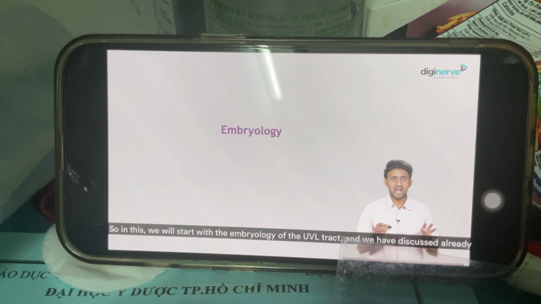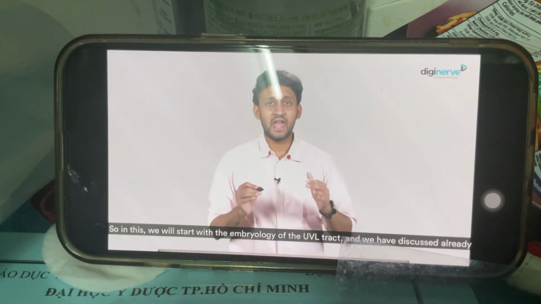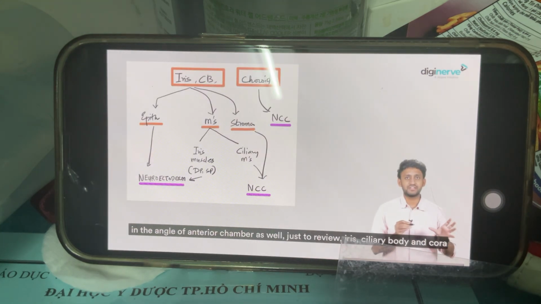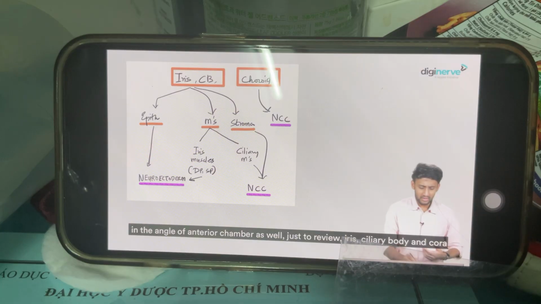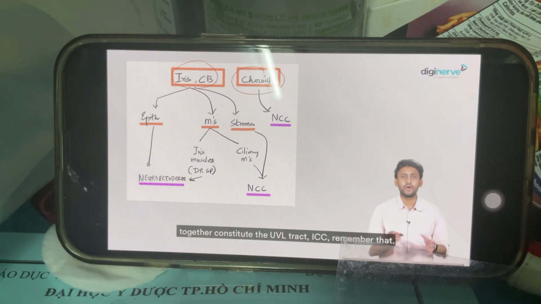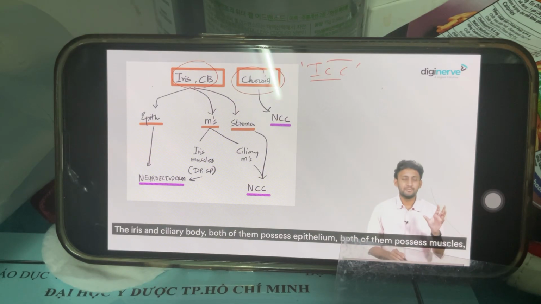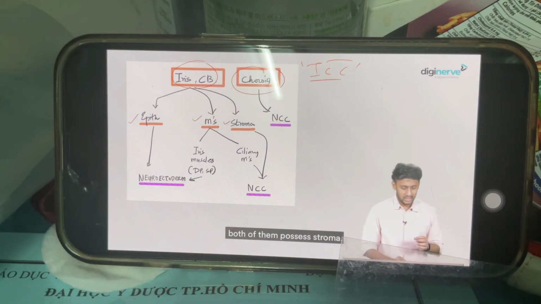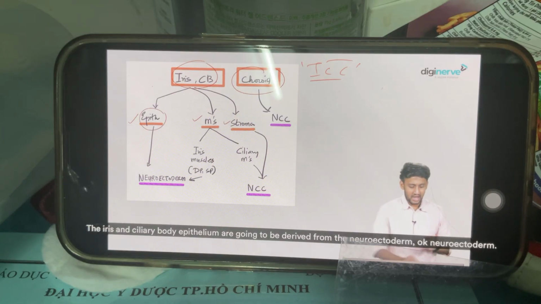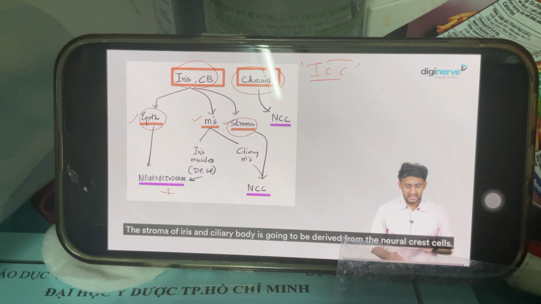So in this, we'll start with the embryology of the uveal tract. We have discussed already in the angle of anterior chamber, to review, iris, ciliary body and choroid together constitute the uveal tract, ICC. Remember that. The iris and ciliary body, both of them possess epithelium, muscles, and stroma. The iris and ciliary body epithelium are derived from the neuroectoderm. The stroma of iris and ciliary body is derived from the neural crest cells.